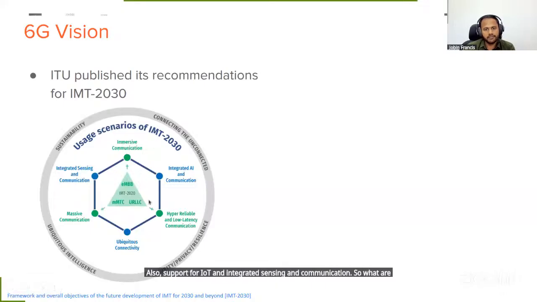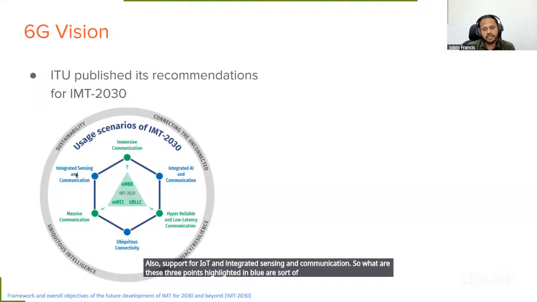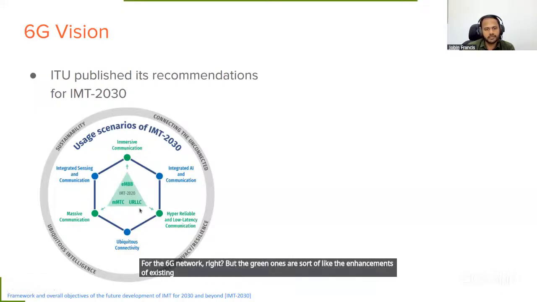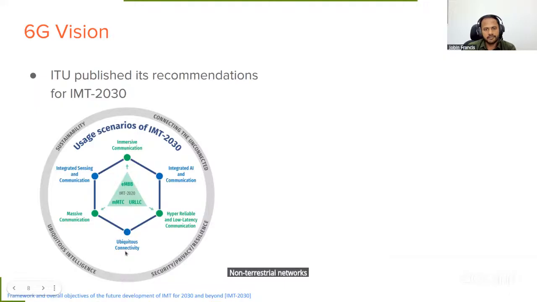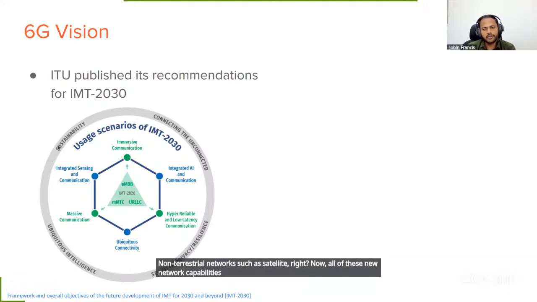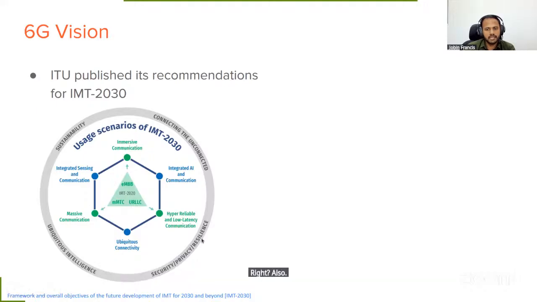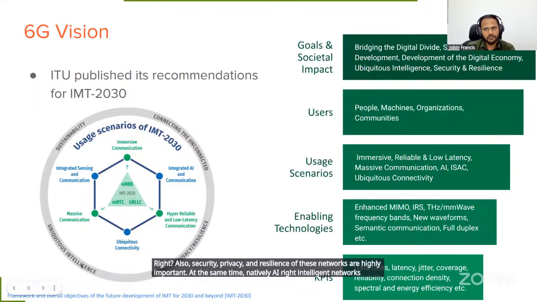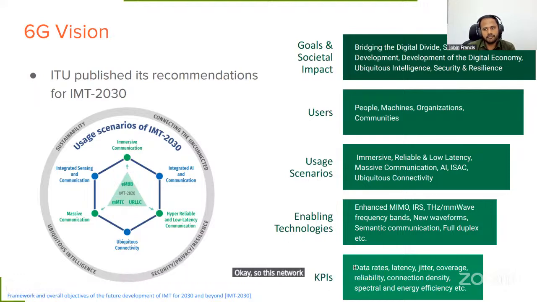The three points highlighted in blue are the new requirements that we envisage for the 6G network, but the green ones are enhancements of existing capabilities. So we want integrated sensing and communication, that is ISAC, AI support, and ubiquitous connectivity. And ubiquitous connectivity is going to be largely provided by non-terrestrial networks such as satellites. Now, all of these new network capabilities are going to lead to some societal impact, be it in terms of sustainability or connecting the unconnected. You want to reduce the digital divide. Also, security, privacy, and resilience of these networks are highly important. At the same time, natively AI, intelligent networks.